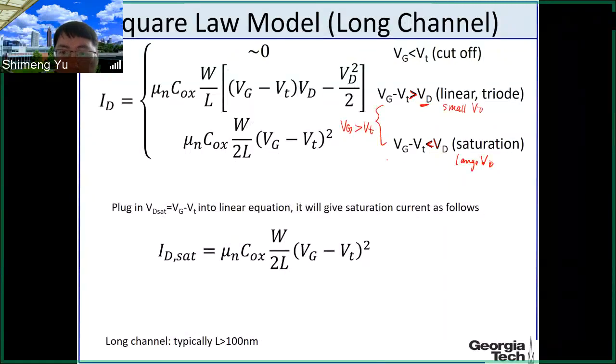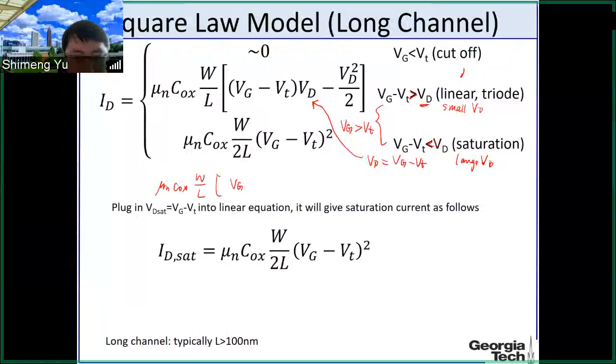How? We can plug in the turning point condition, which is Vd equals Vg minus Vt. This is the turning point. And we can plug this back into the equation in the linear region. Then you will get mu n Cox W over L, and then Vg minus Vt. And at this turning point, your Vd now becomes Vg minus Vt, and then minus half Vg minus Vt squared.